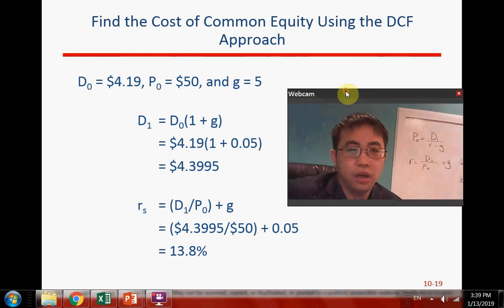So when you have a current stock price and you have a dividend that is not dividend 1, you have to get dividend 1 first. So this is dividend 0, and you need to solve for dividend 1, as I mentioned multiple times in chapter 9. So dividend 1 is dividend 0 times 1 plus the growth rate of 5%. That's how you get dividend 1, and then use dividend 1 plugged in to get the return of the stock or the cost of common equity. That's a different number following a different method.